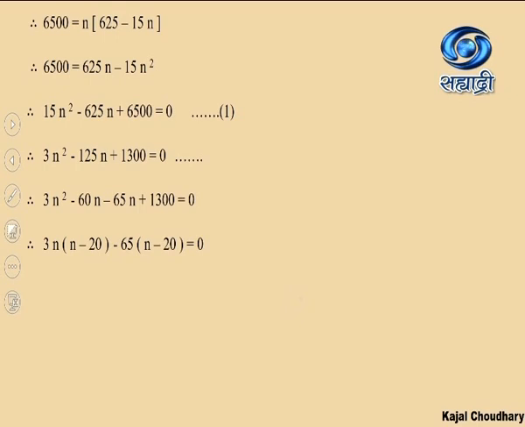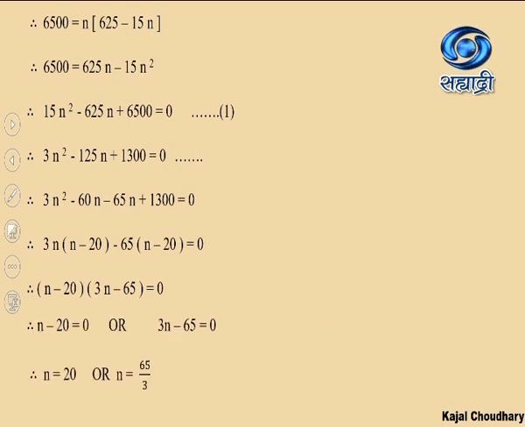Now from the first two, we will take 3n common. From the next two, we will take 65 common. Therefore, (n minus 20)(3n minus 65) equated to 0. That is how we were solving quadratics. And hence we are getting two values, but n can never be a fraction or a decimal. It is always a whole number. Therefore, we will discard 65 upon 3 and keep 20 as the number of terms over there.